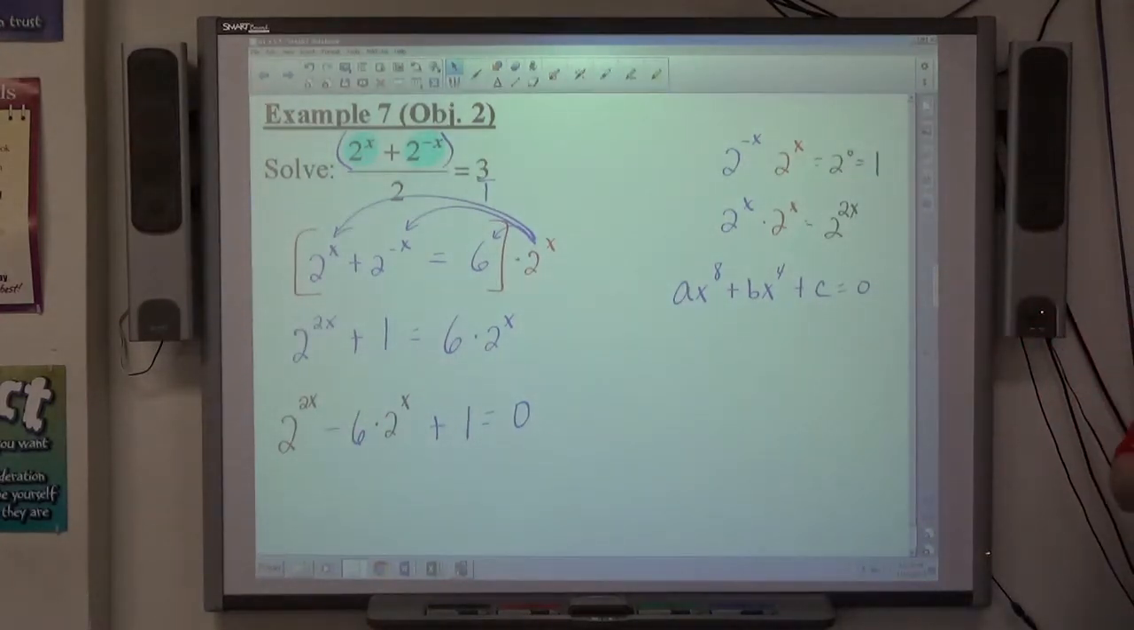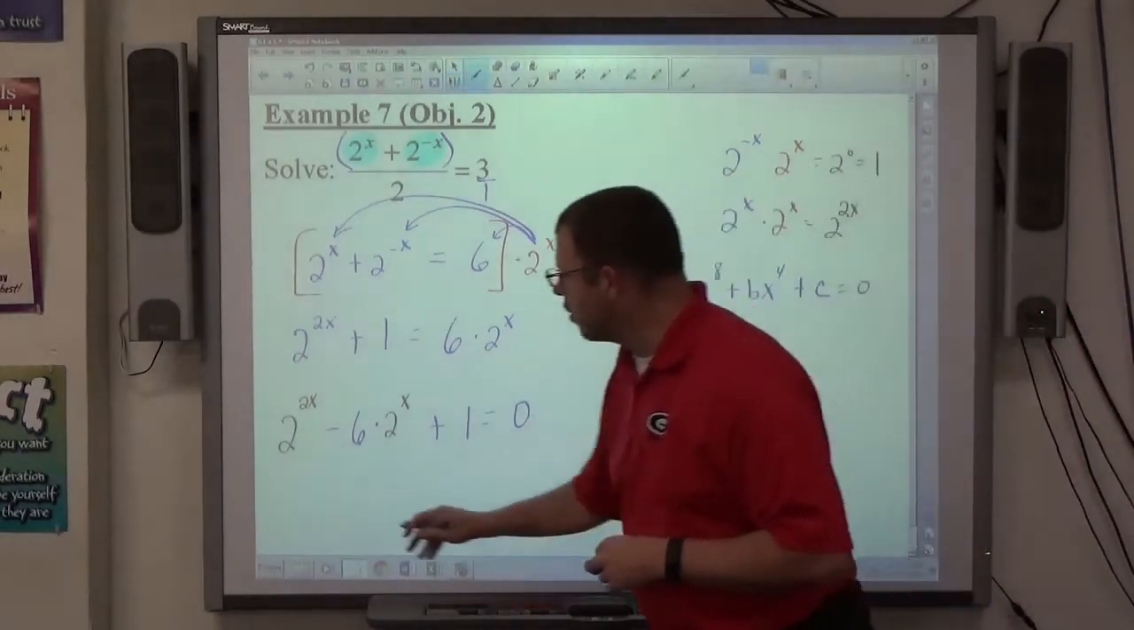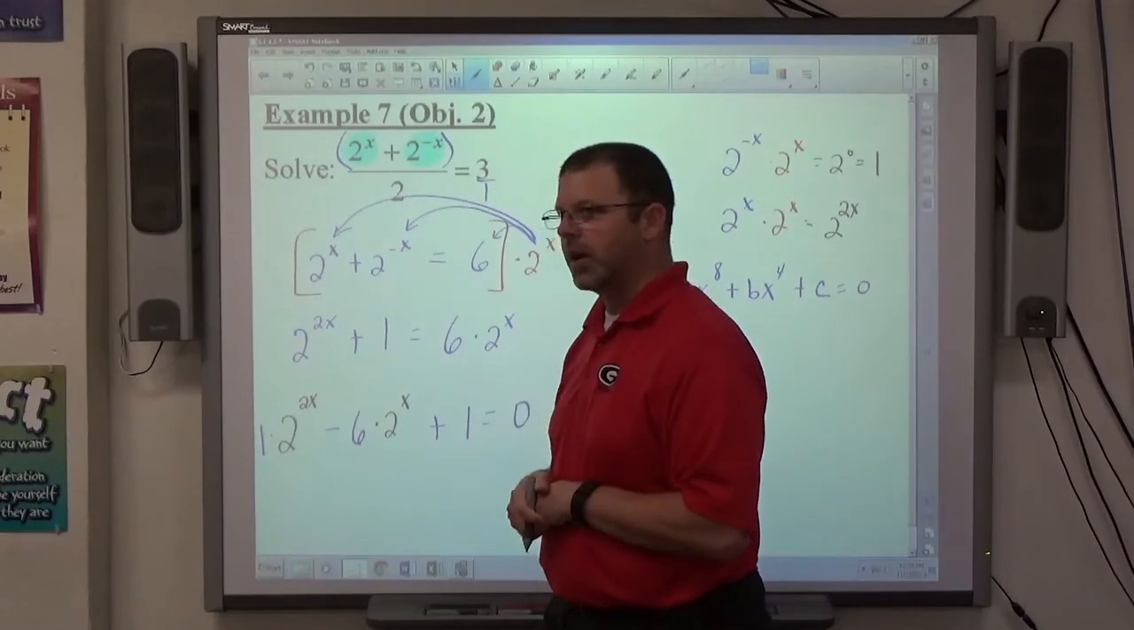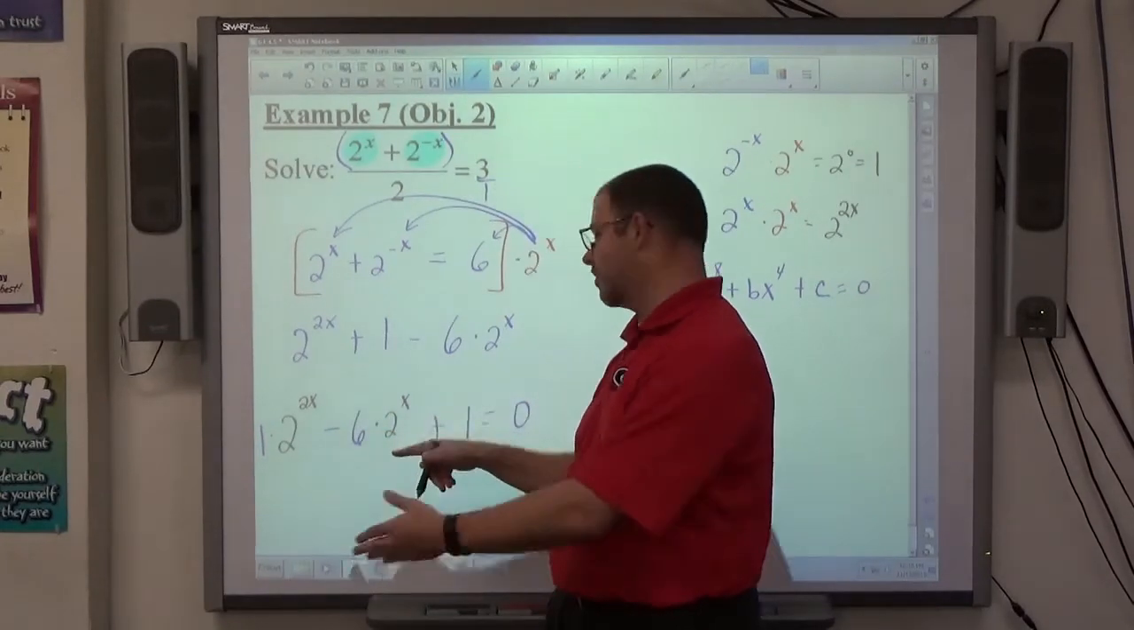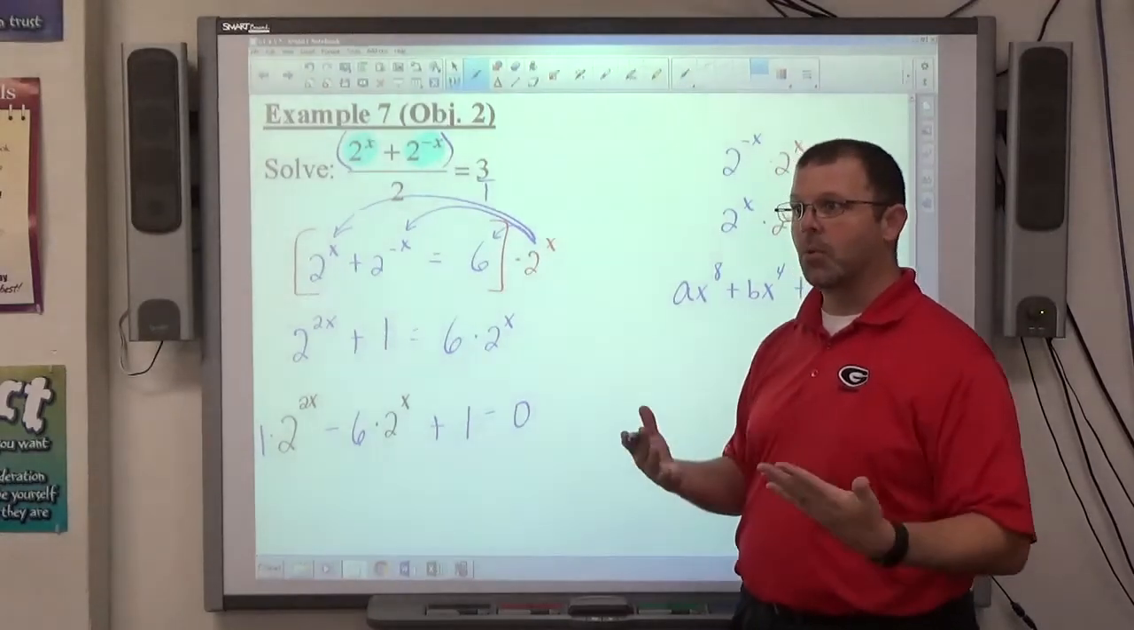2 to the 2x is the variable object. 2 to the x is the variable object. That's acting like the x to the 8th, the x to the 4th here. Officially, there's a 1 being multiplied by the 2 to the 2x. There's a negative 6 being multiplied by the 2 to the x. And there's a 1 that's constant, okay? So establishing what a, b, and c are is important here.